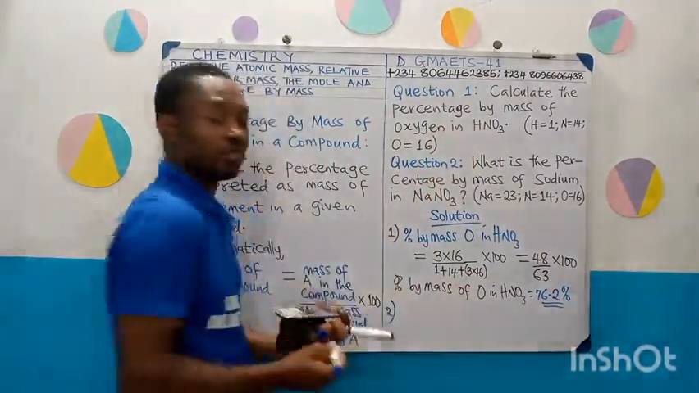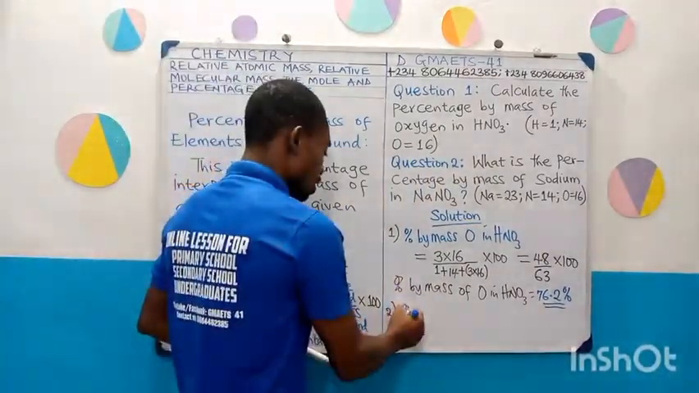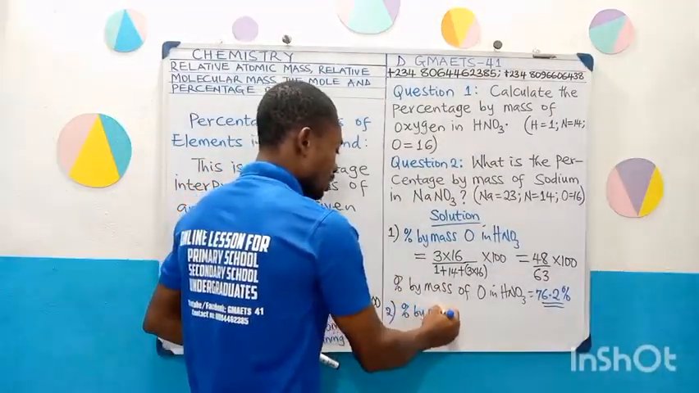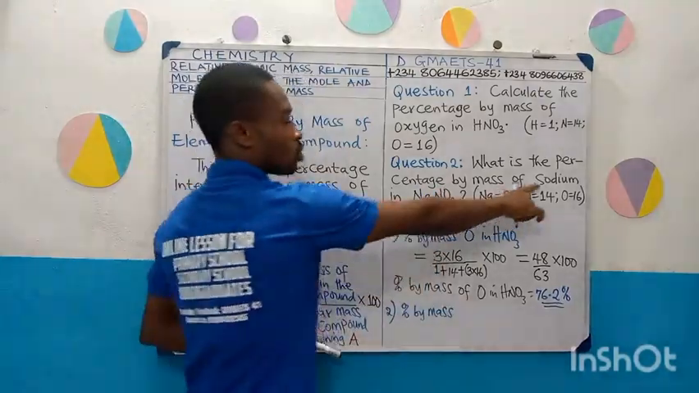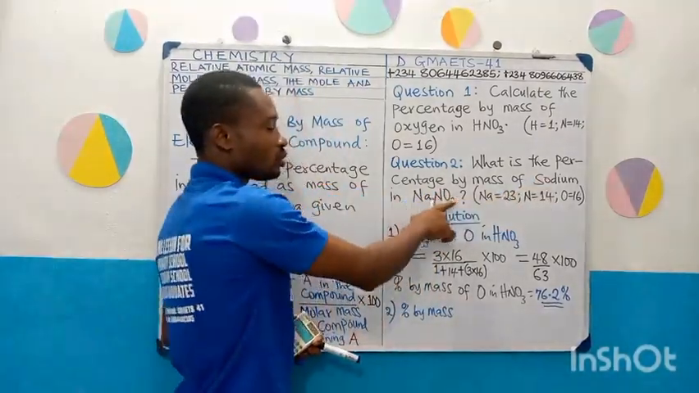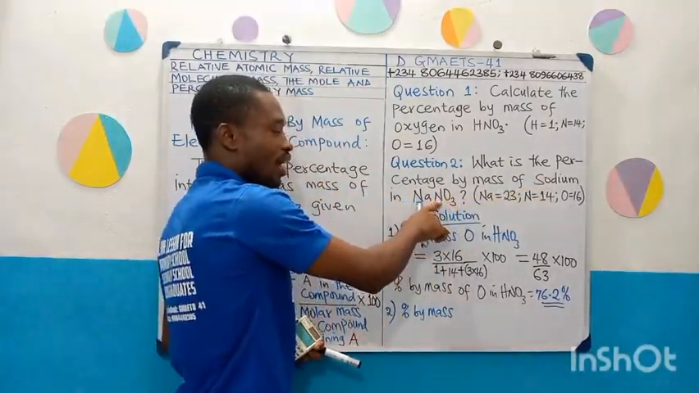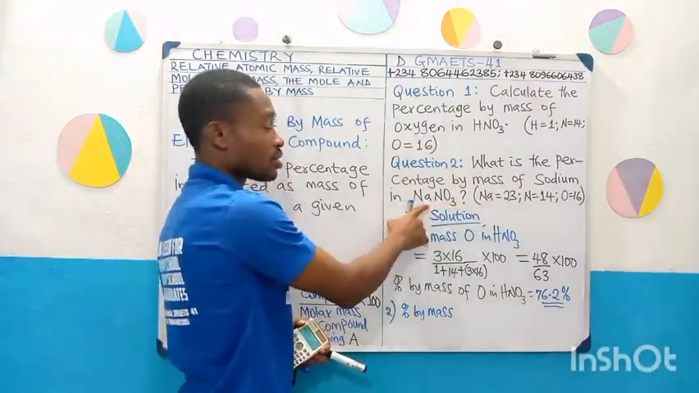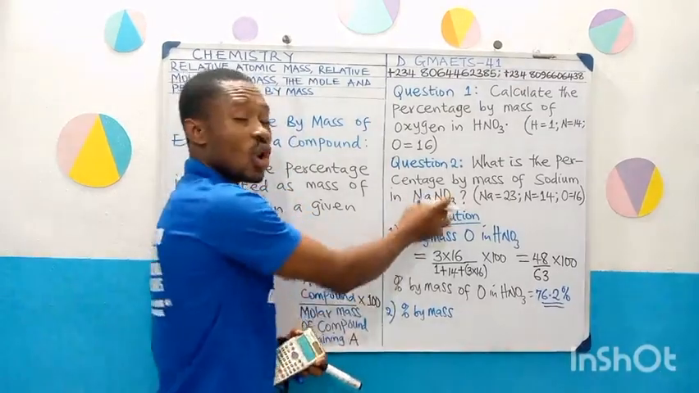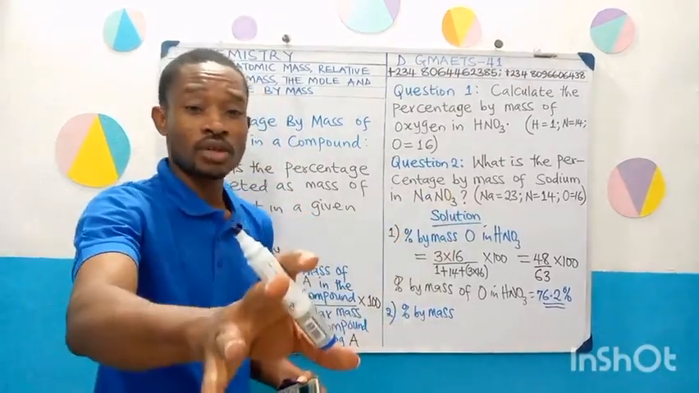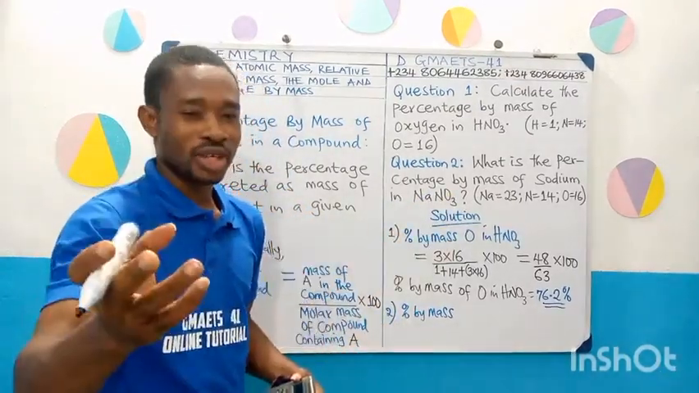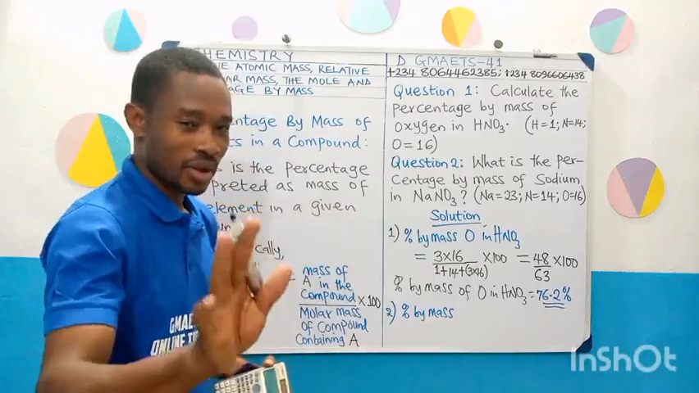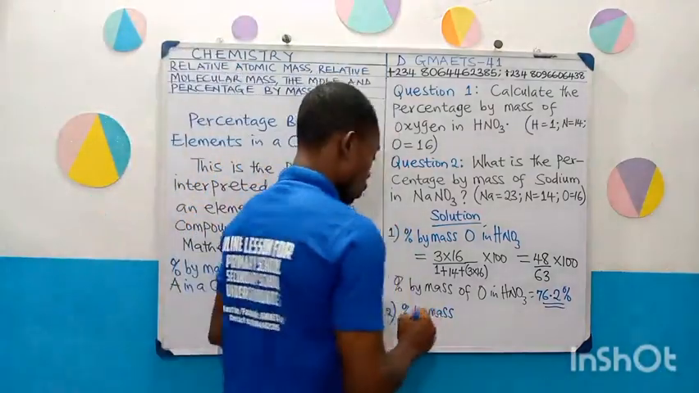I'm going to manage this side of the board. So that is percentage by mass of what? Sodium in sodium trioxonitrate 5. Sodium trioxonitrate 5. This is not an acid because there is no hydrogen there. Take note. It's a salt. We call it a salt. But not the salt you eat at home. We'll still treat and learn about acid, base, and salt. Okay? So we'll explain all of those.